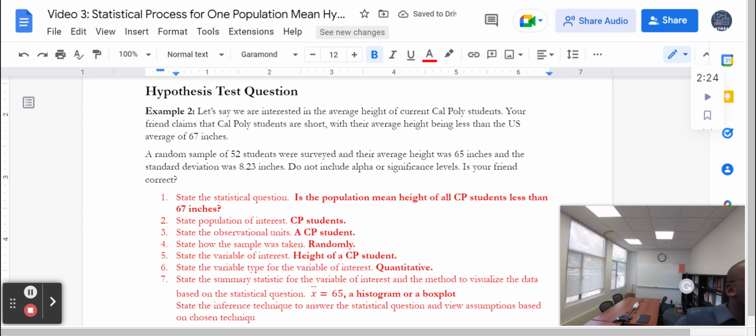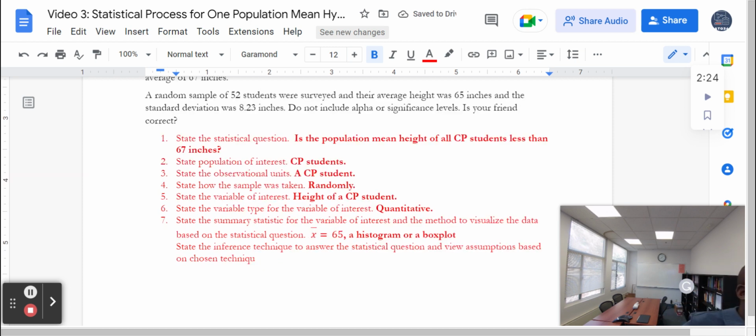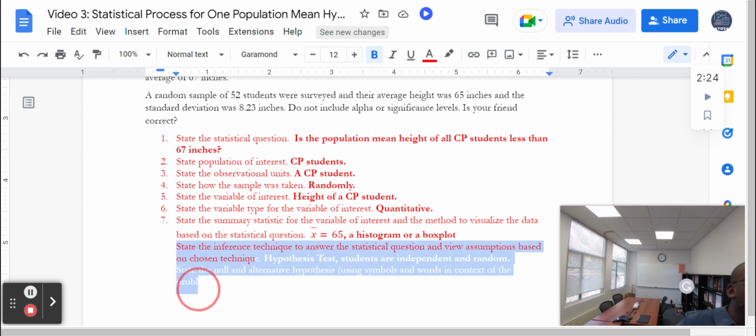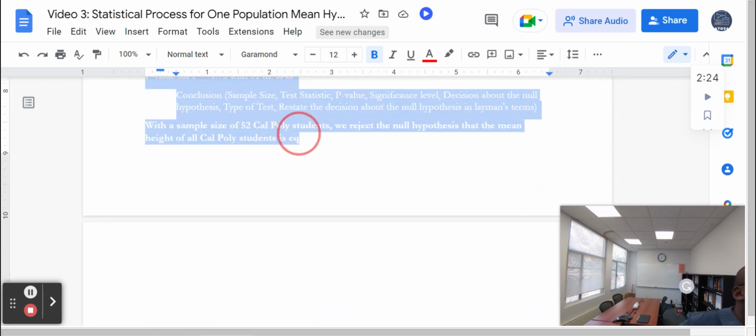All right. So then from there, state the inferential technique to answer the statistical question and review assumptions, right? Talk about the assumptions. Ideally, since we're in hypothesis testing, you should have said hypothesis testing. The students are independent and are random. So those are the assumptions being met. State the null and alternative hypotheses, right?